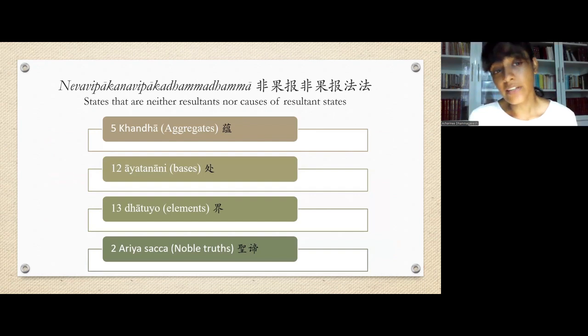Now here we get far more aggregates, bases, and so on, because now we are considering Rupa. So we basically have both Nama Dhamma, mental aggregates, as well as Rupa Dhamma. So we get all 5 khandha, all 12 āyatana, 13 dhātu, and 2 ariya sacca.